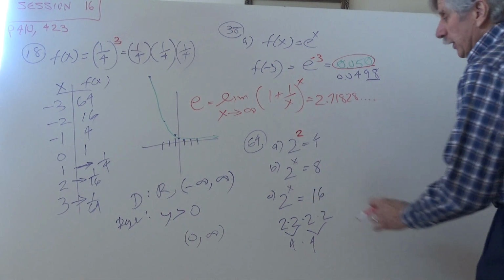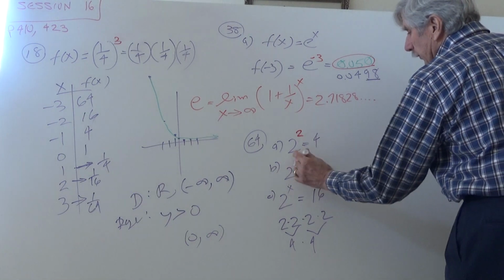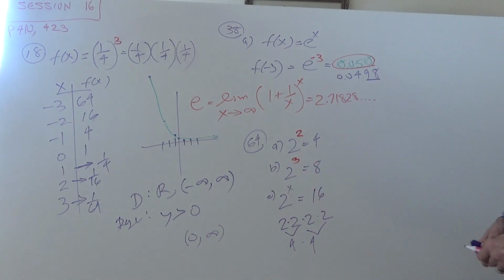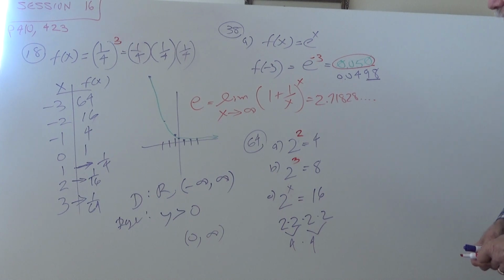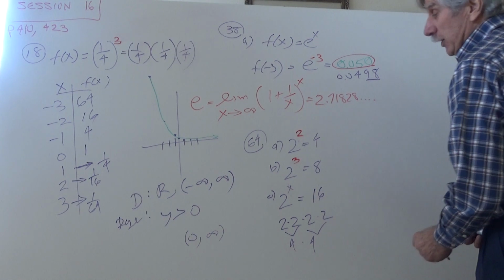How about this one? 2 to the x is 8. You should know that's 3. Again, this is not 2 times 3. It's 2 times 2 times 2, which in fact is 8. So in this case, x would be 3.